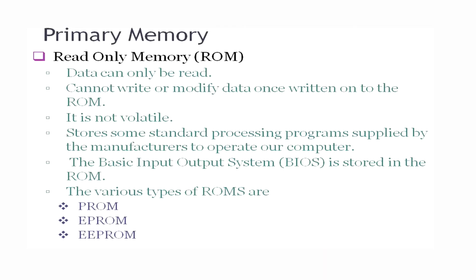You have various types of ROMs, that is PROM, where P stands for programmable ROM. You can program your ROM only once. Once you program it, you cannot change it further. Next type is EPROM, erasable programmable ROM. You can erase data using ultraviolet lights and reprogram it, restore it.